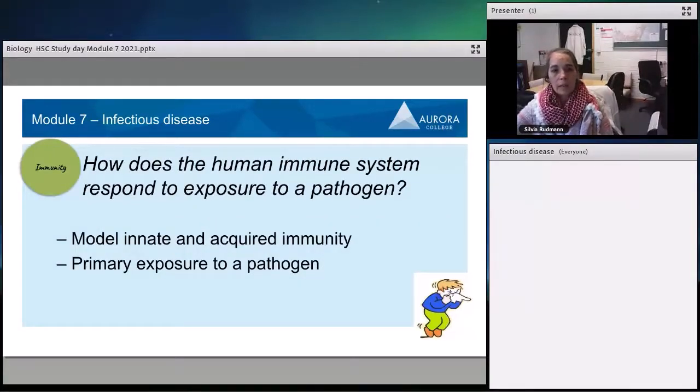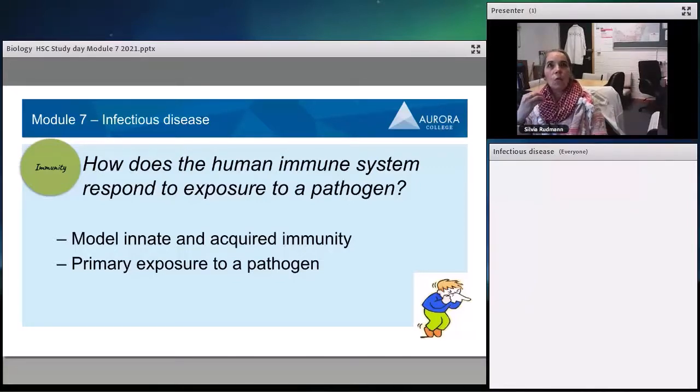And then we focus on the human immune system response, right? So we have the innate and the acquired immunity and the primary exposure to a pathogen. Differentiate clearly between innate and acquired immunity, because with COVID, there are going to be questions, right? Differentiate well all the steps, from the moment that a pathogen gets into our third line of defense. What are the relationships between the T helper cells and the B cells? What are the characteristics of the B cells and the T cells?